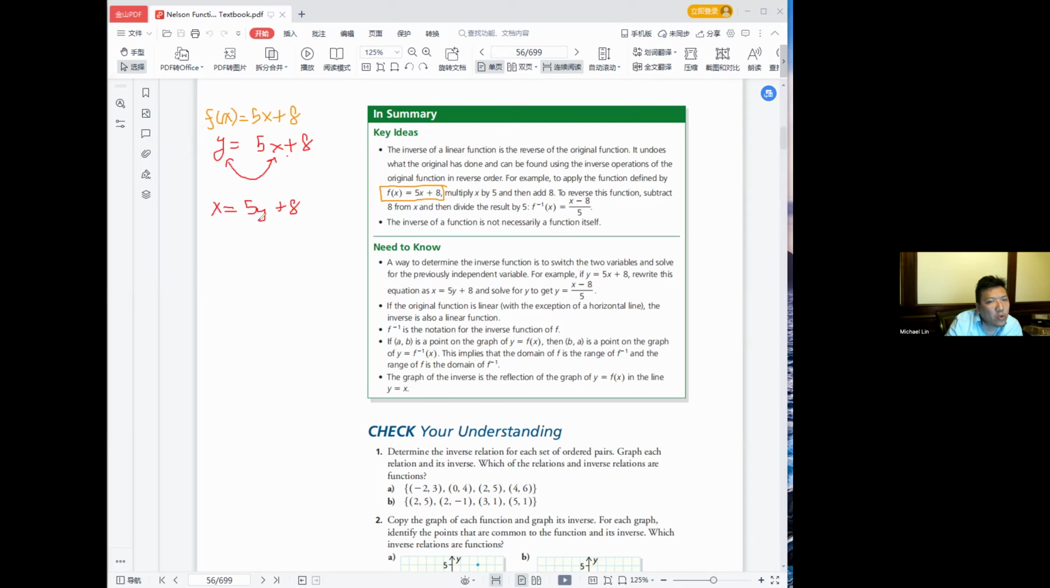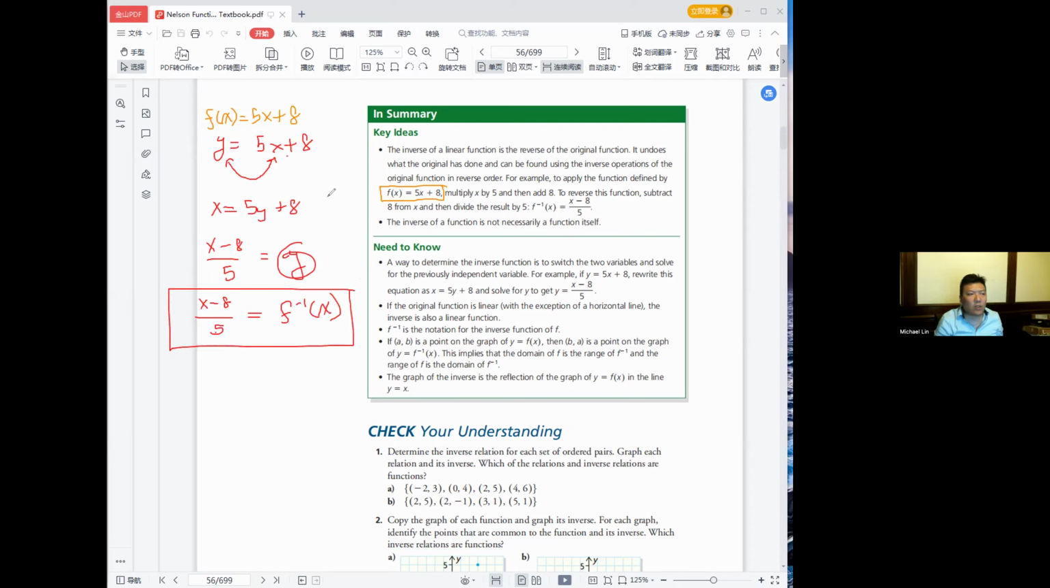And now you should just re-isolate for y. So you get (x minus 8) over 5 is equal to y. And instead of writing y, now you simply write f inverse of x. So this is the equation of your inverse function.